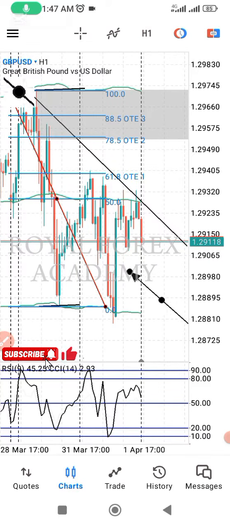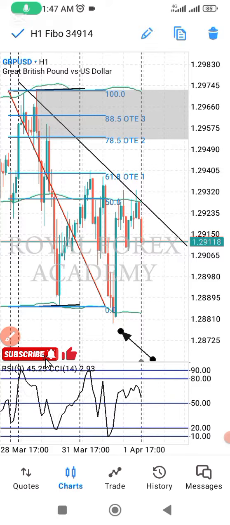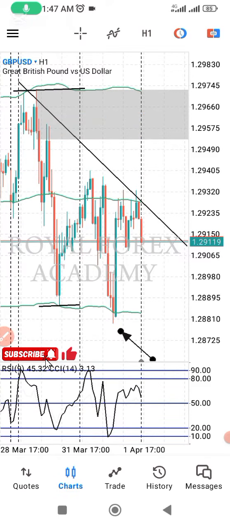So price just pulled back into this zone, tapped into 61.8 of the Fibonacci tool, gave us a bearish engulfing candle, which is what we are seeing here, and then came down to create a new lower low. So that is the movement of price in that zone.